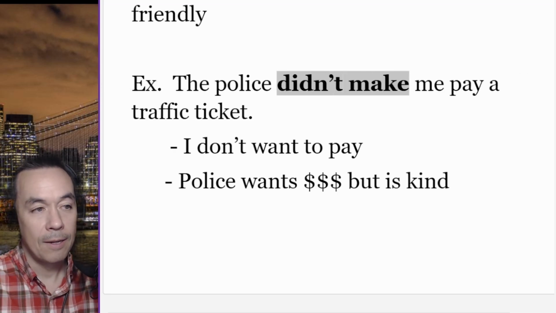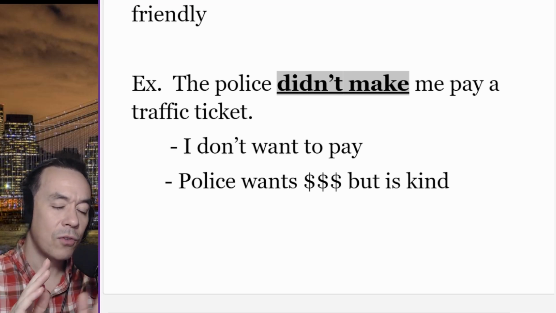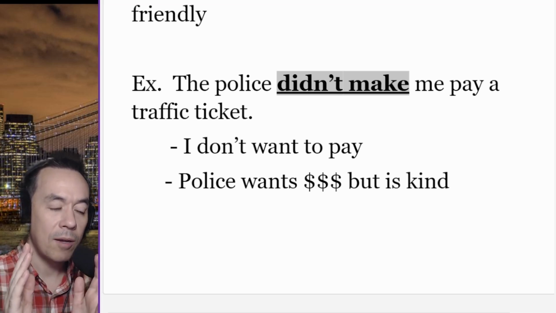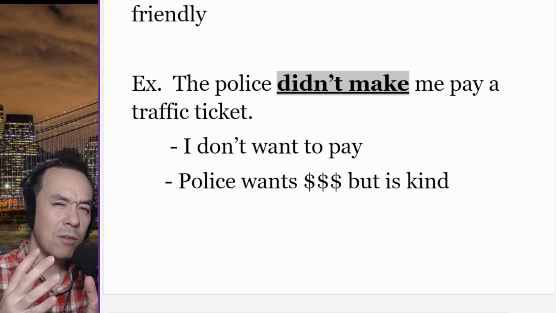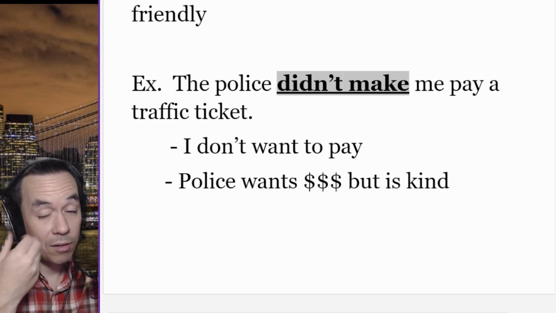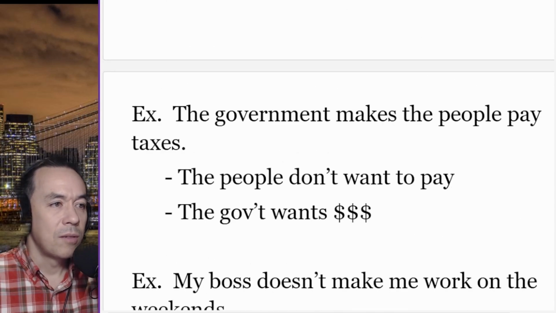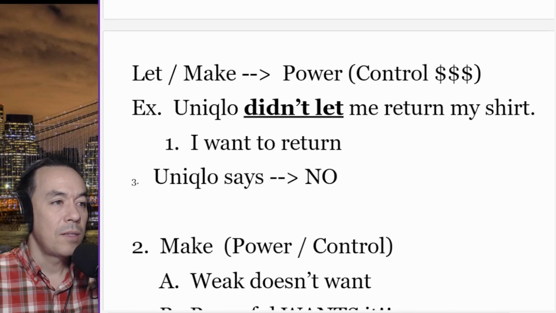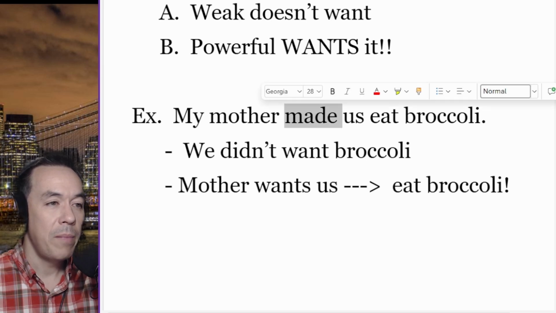Didn't make. All right. Even just the positive and negative versions are tricky. Let, doesn't let, make, doesn't make. But then it's really two times two: positive, negative, times make and let. So it gets really complicated. And actually, let's just use some of these. Let's see what happens if we switch these around. So this is back to the make. So my mother made us eat broccoli.